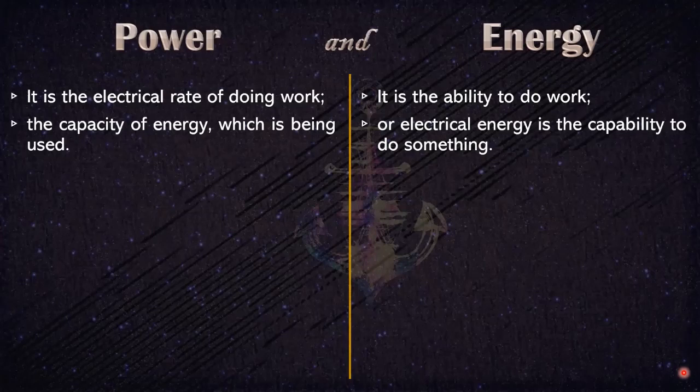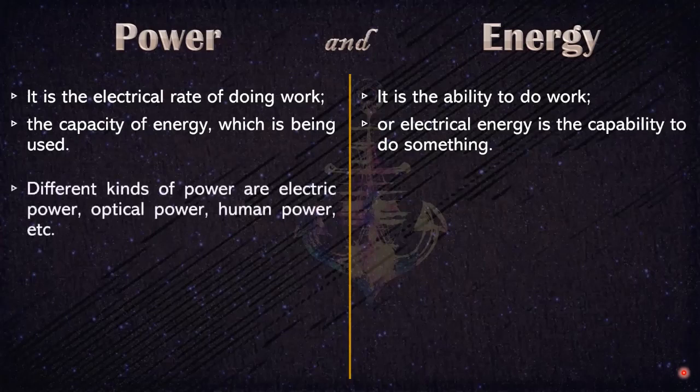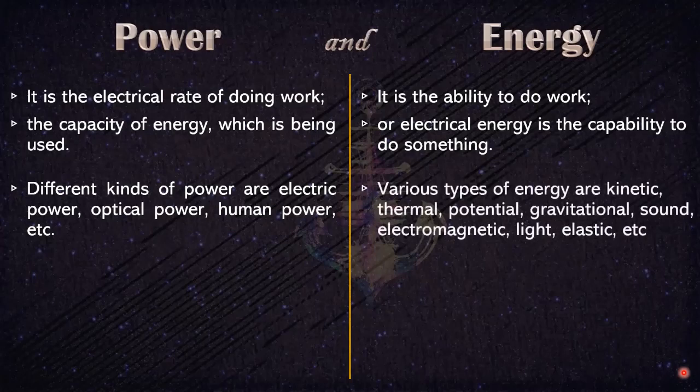So that is energy. We have different kinds of power such as electric power, optical power, or human power, and daghan pa. While sa energy, we have also types of energy that is kinetic, thermal, potential, gravitational, sound, electromagnetic, light, and daghan pang forms of energy. This topic, power and energy, was discussed in Physics 1. So, somewhat like review na lang dyan ni siya.